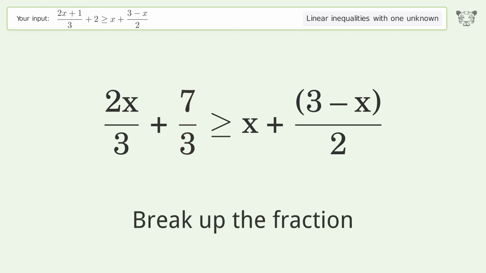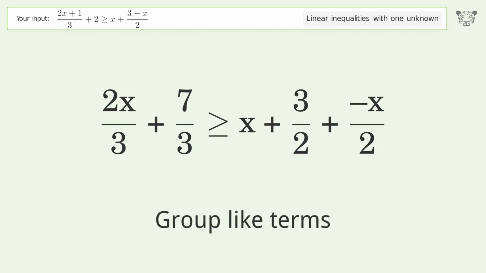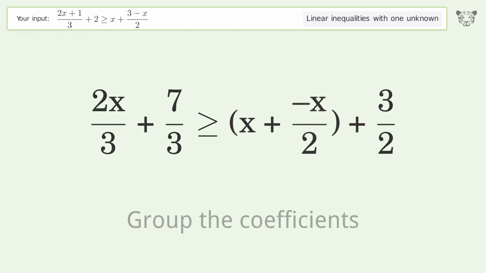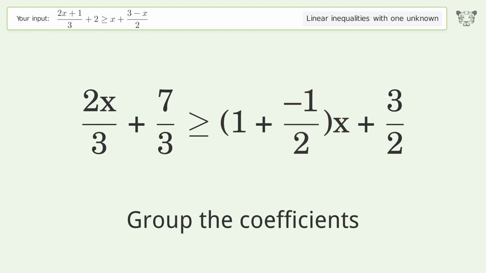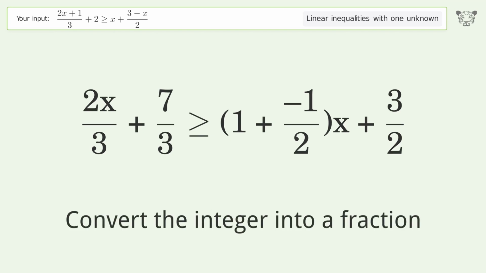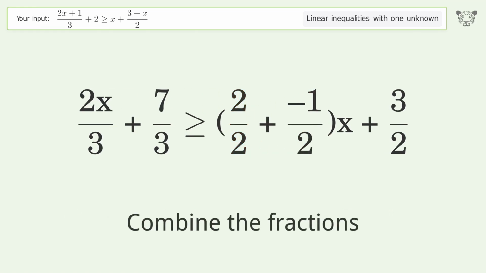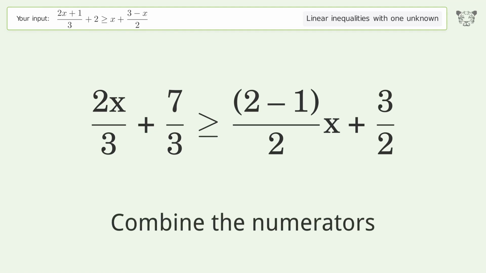Break up the fraction. Group like terms. Group the coefficients. Convert the integer into a fraction. Combine the fractions. Combine the numerators.